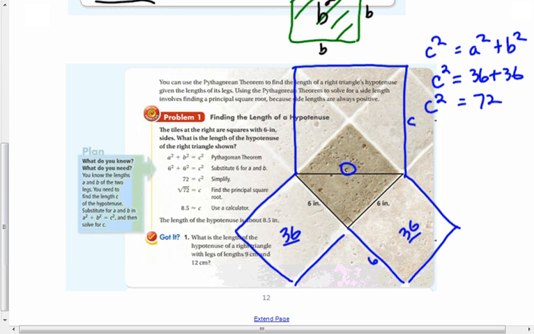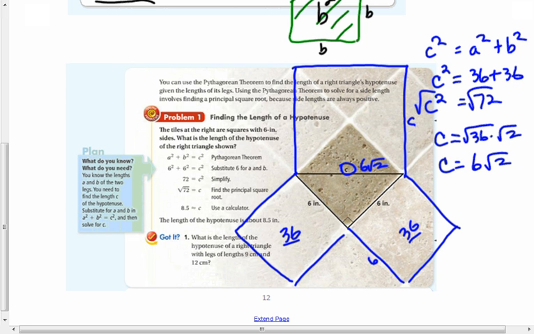All right? And now to find this, remember, we could just take the square root of both sides. The square root of c squared is c. And the square root of 72, I could simplify that this way. The square root of 36 is 6, so I could say that this is exactly 6 times the square root of 2. Or if I want to use my calculator, I could just approximate that, find the square root of 72, and I would find that that's about 8.5.